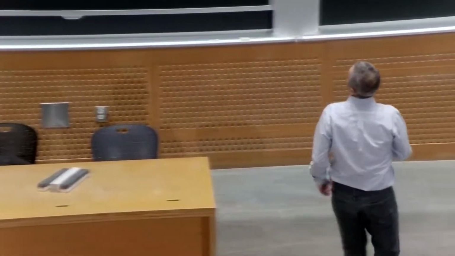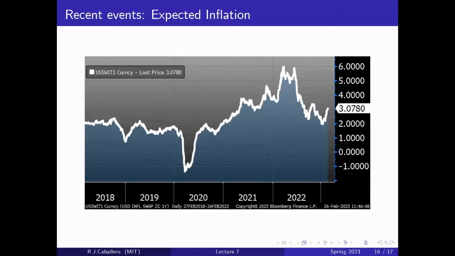So here is what I just said in terms of expected inflation. You see here the big collapse early on in COVID, but then it recovered very strongly and went very high. And in the middle of 2022, it really went up a lot, and that's when the Fed really got scared, and that's when they began to increase interest rates by 75 basis points in a hurry. Good. And this is what you see recently.